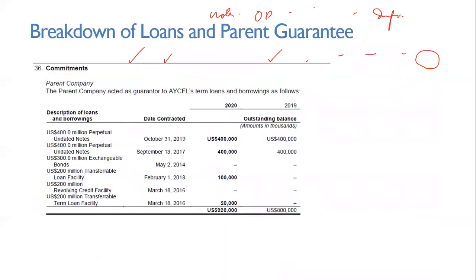Next, another critical item is the breakdown of loans and parent guarantee. It's usually in a note called commitments. So dito lang magandang malaman kung meron bang support na binibigay ang parent to its subsidiaries. So that's the information that you get out of this.